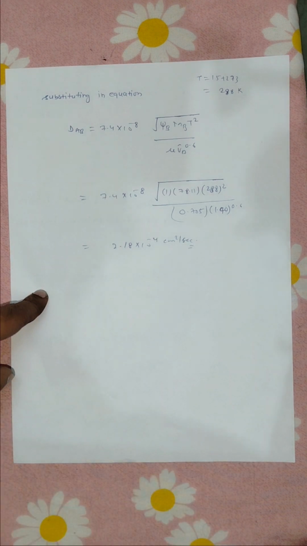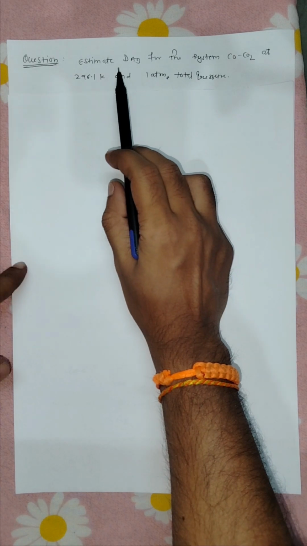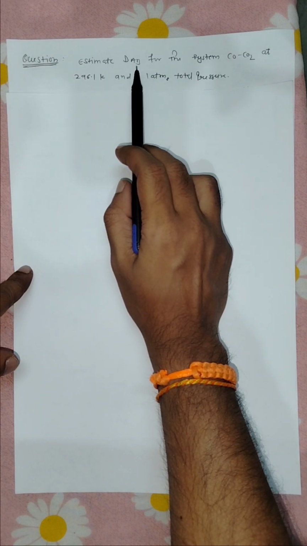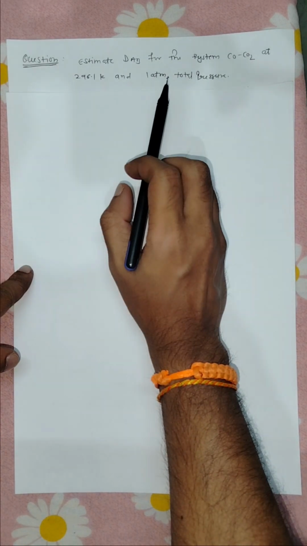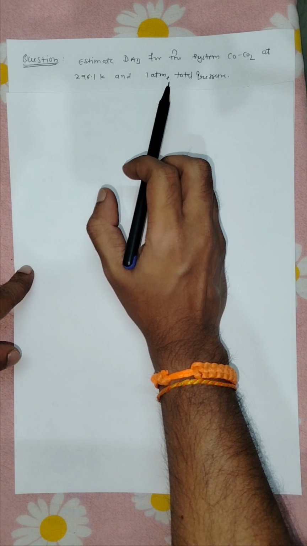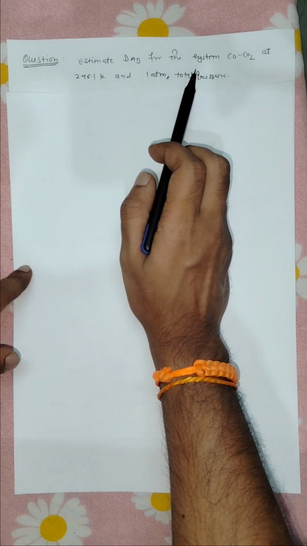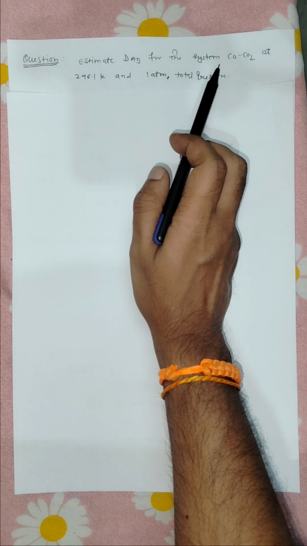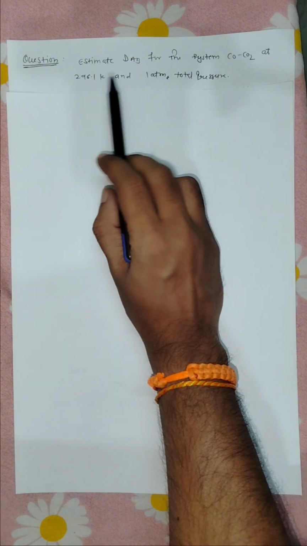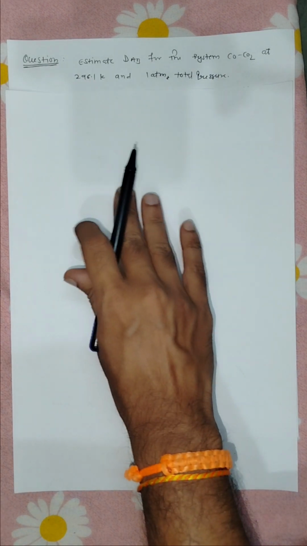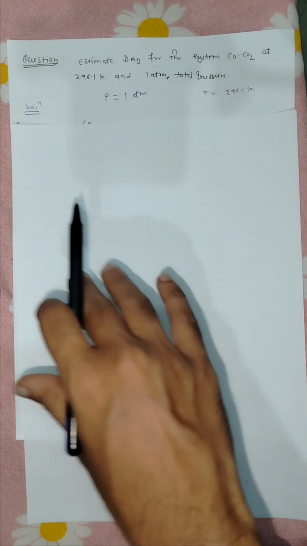Okay, now we'll move to another question. In this question they have told us to estimate diffusivity for the system CO2. Previously we have calculated the diffusivity for CH4 and C2H6, that is methane ethane system, and in this case we are calculating for carbon monoxide and carbon dioxide at this mentioned pressure and temperature. Okay, so now we look at the solution.